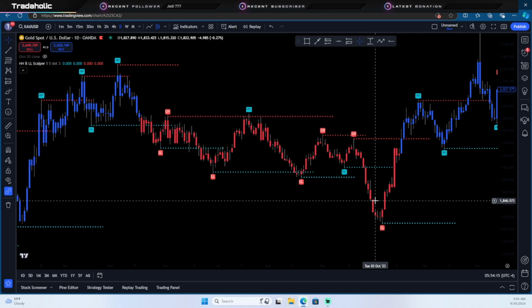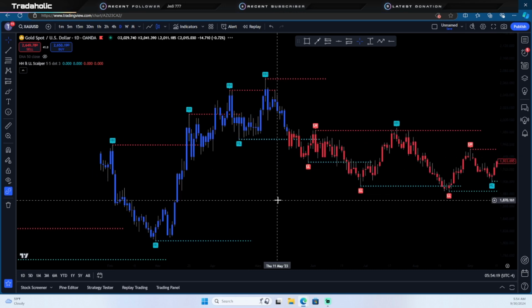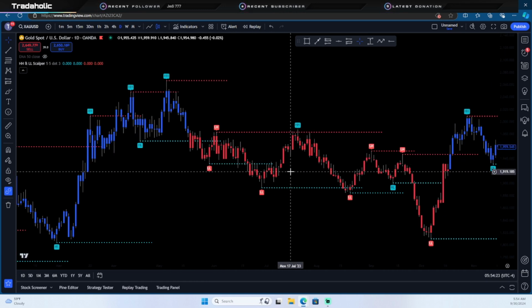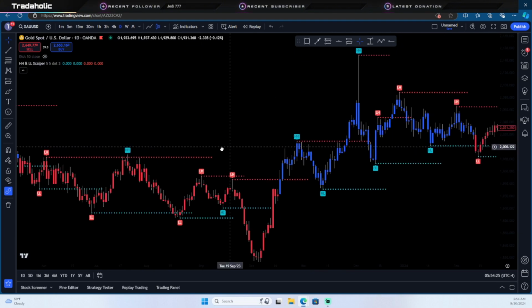So if you have trouble deciding whether you want to buy or sell, this helps you create a daily bias as well. When you see all blue candles, you want to be strictly looking for buying opportunities. When you see red candles, you want to be strictly looking for selling opportunities.